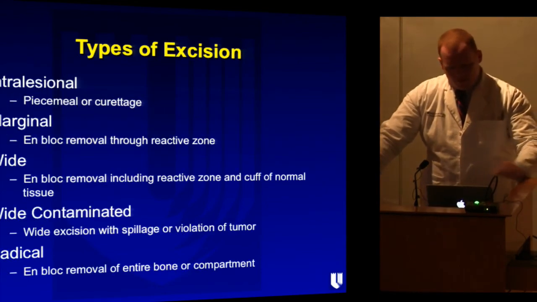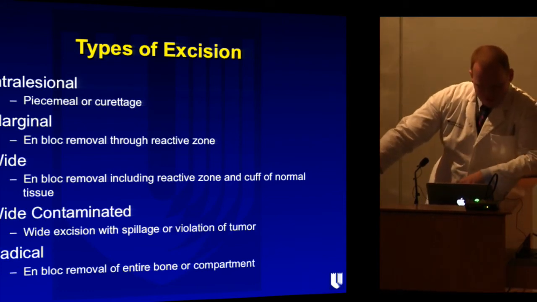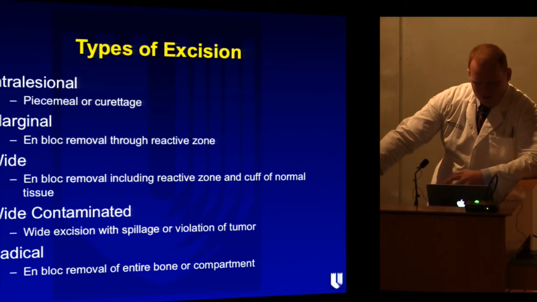lesions. Types of excision: you have intralesional, which is removing the mass piecemeal, or curettage. Marginal is an en bloc removal of the mass through the reactive zone of tissue surrounding the mass's borders. A wide excision is an en bloc removal, including that reactive zone, with a cuff of normal tissue around it. Wide contaminated is the same as a wide excision, but there's been spillage or violation of that border with the contents of the tumor. And then a radical is an en bloc removal of the entire bone or the compartment.